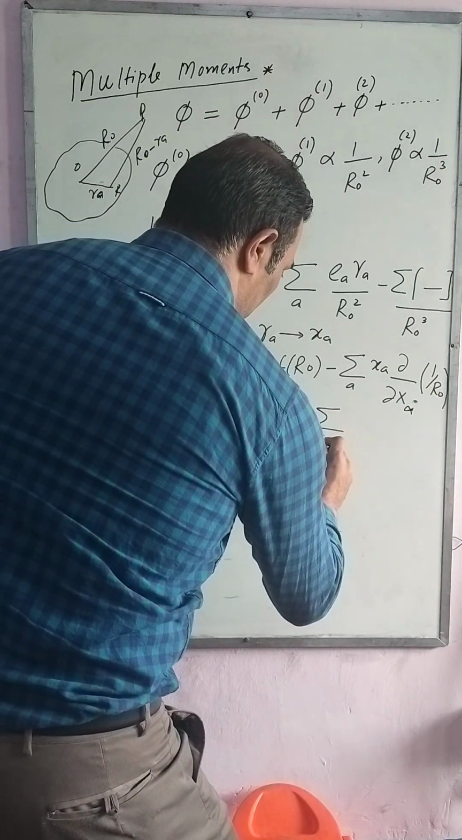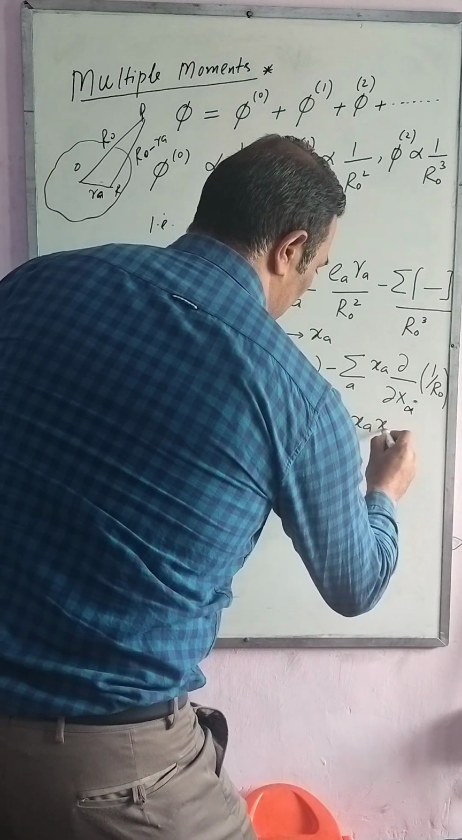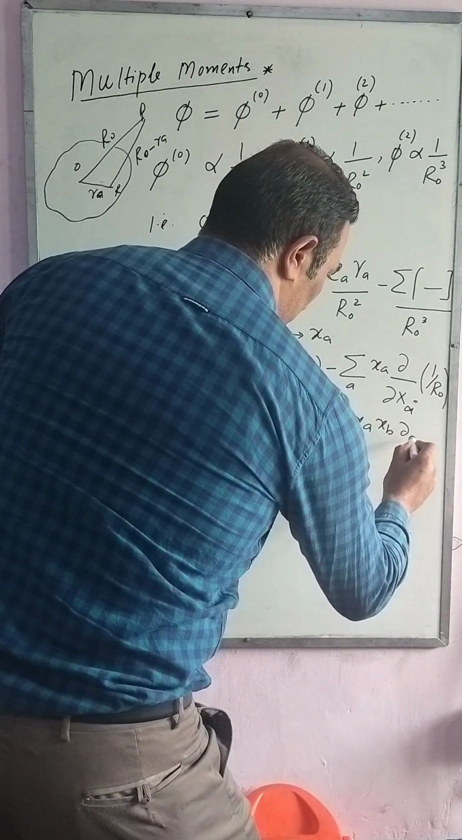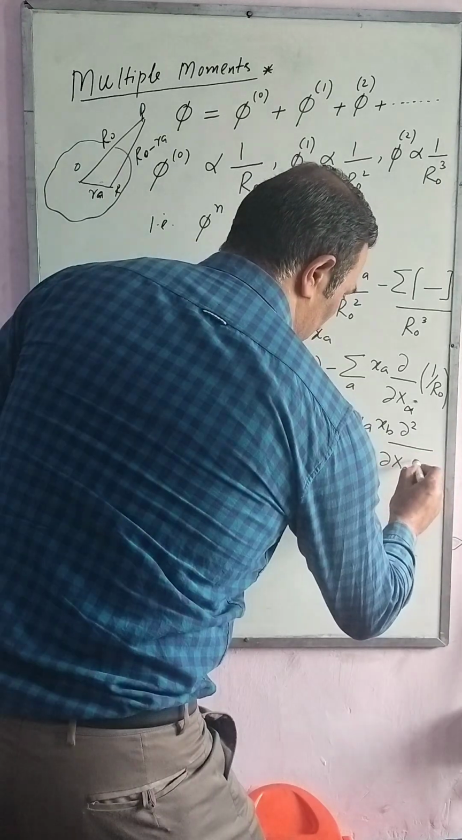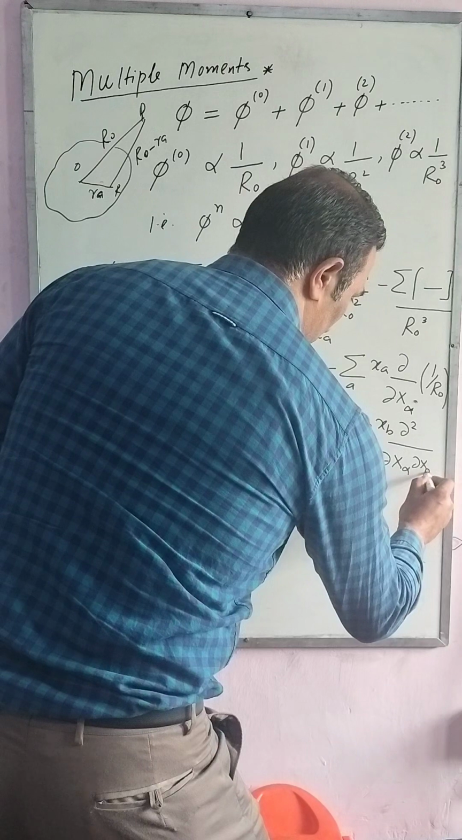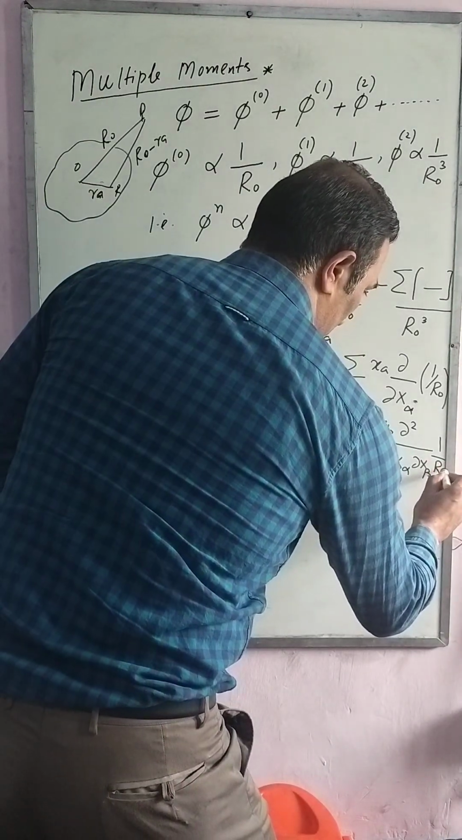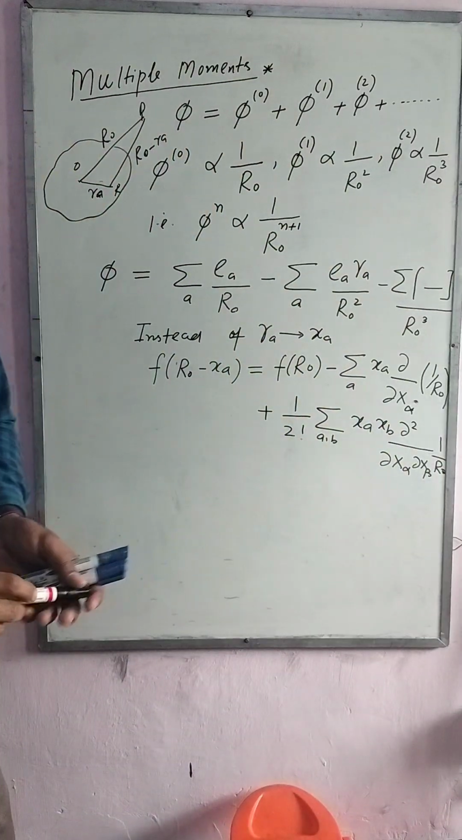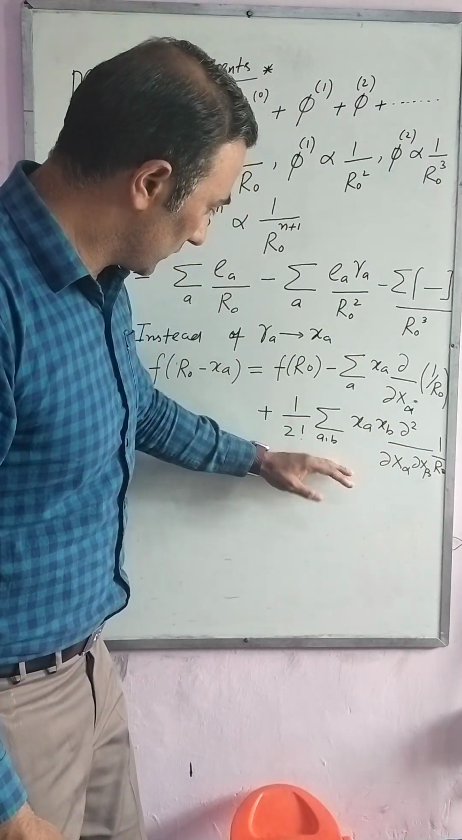And there's one more term, if you remember, that 1 by 2 factorial summation over AB, x a x b, partial 2. Okay. So this is our third term.